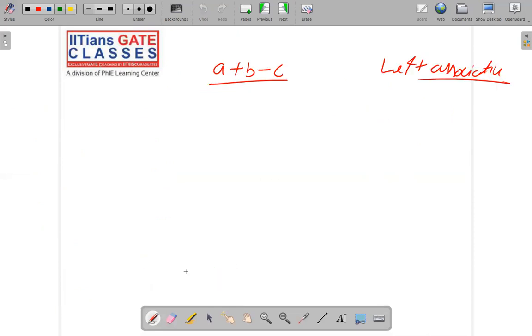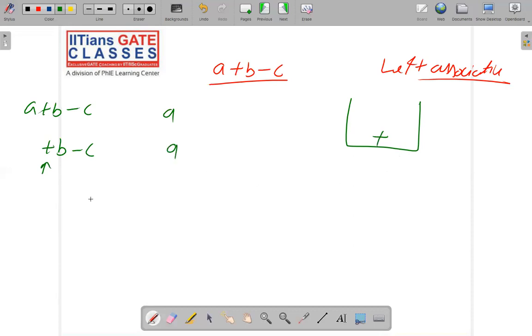Now let's do a more complicated one. First, let's do this left associative one. Here our stack will look like this, and our expression is A plus B minus C. First, you will print A. Then plus has come up. There's nothing in the stack, so you push it.